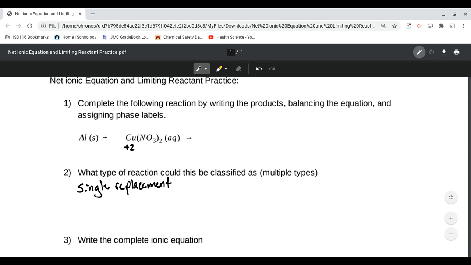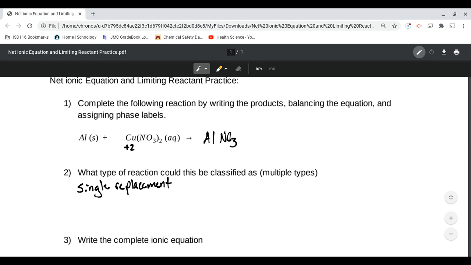Which means that this aluminum is going to swap out with the copper, meaning that we're going to get on our product side, aluminum nitrate. And I'm just going to write it as this for now. I'm not going to bring over subscripts.